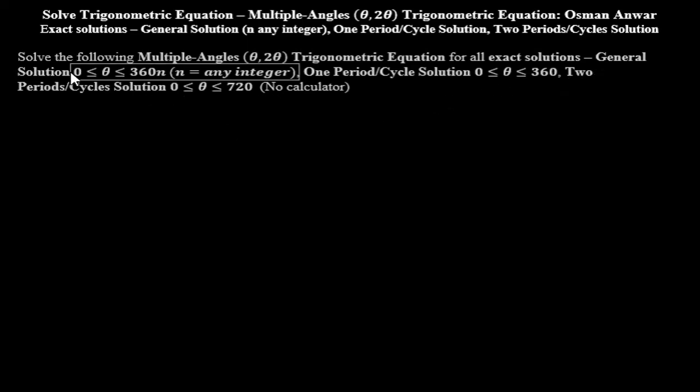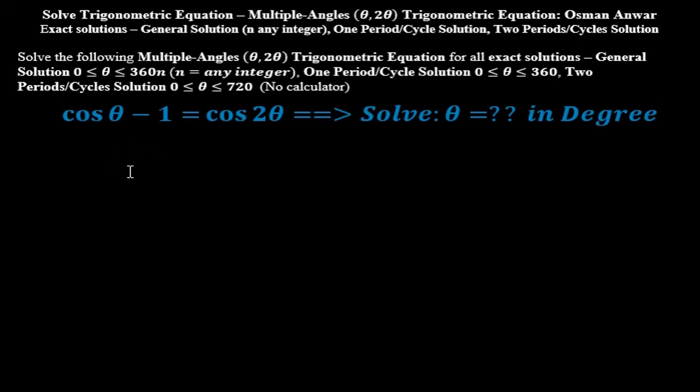General solution where theta is between 0 and 360 n, where n is any integer. One period or one cycle solution where theta is between 0 and 360. Two period or two cycles solution where theta is between 0 and 720. And no calculator. So the trigonometric equation is cosine theta minus 1 equals cosine 2 theta.